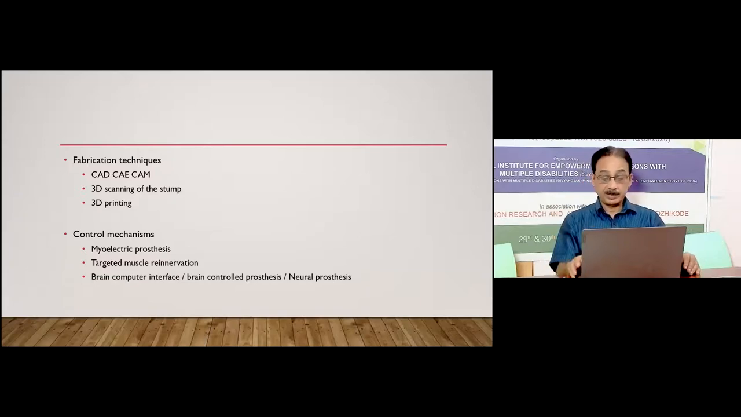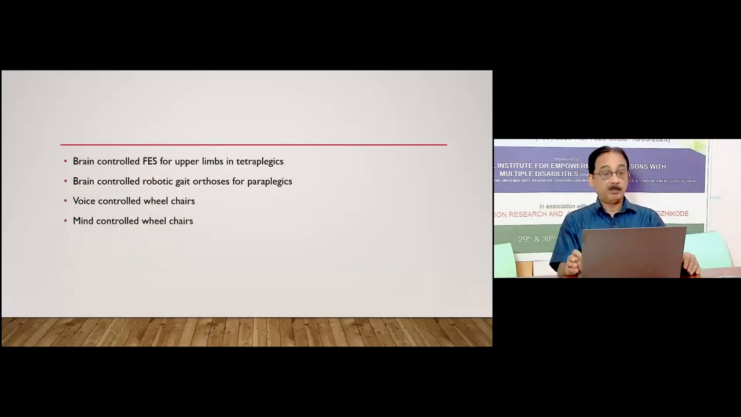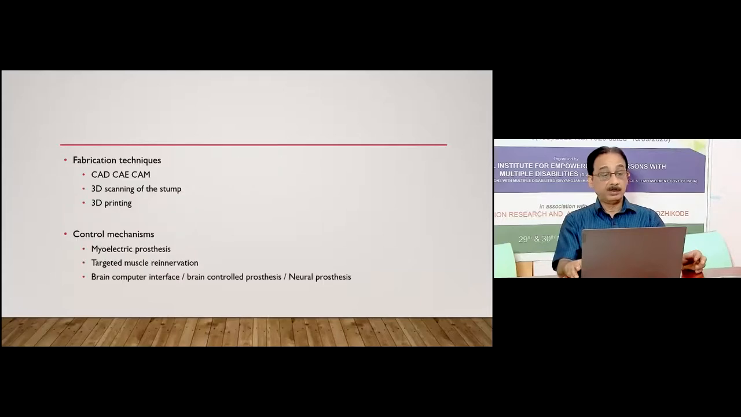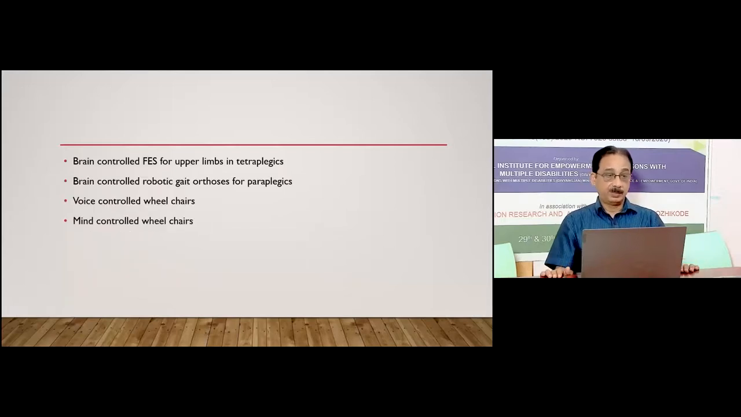Another advance is the brain-controlled or brain-computer interface, or we call it neural processes. There are brain-controlled functional electrical stimulation, brain-controlled robotic gait orthoses for tetraplegics and paraplegics, and voice-controlled wheelchairs, and even mind-controlled or thought-controlled wheelchairs.